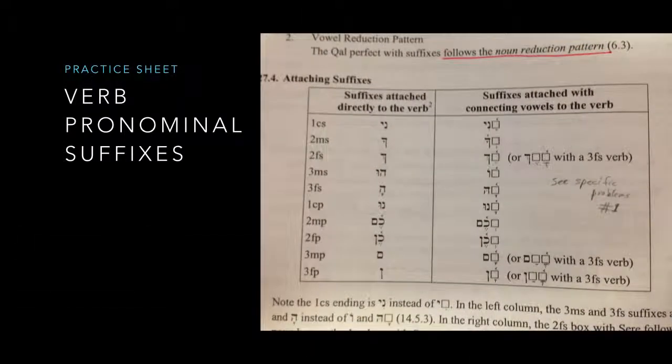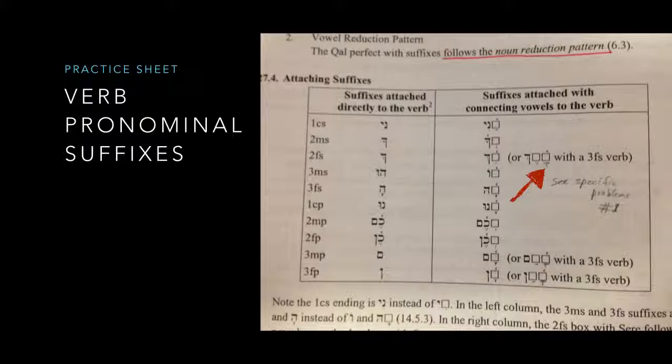And I wanted to show you one thing here. The one thing I did here is I added comments into the 3FS forms. I put a note there too to see specific problems number 1. So this is one of the specific problems that Dr. Fuller addresses, that the original patach under the 3rd root letter in these forms does lengthen. Now, it is an accented syllable, if you'll notice the box where the accent is. But open accented syllables prefer short vowels. They don't require them. And so this is an instance where it does lengthen.